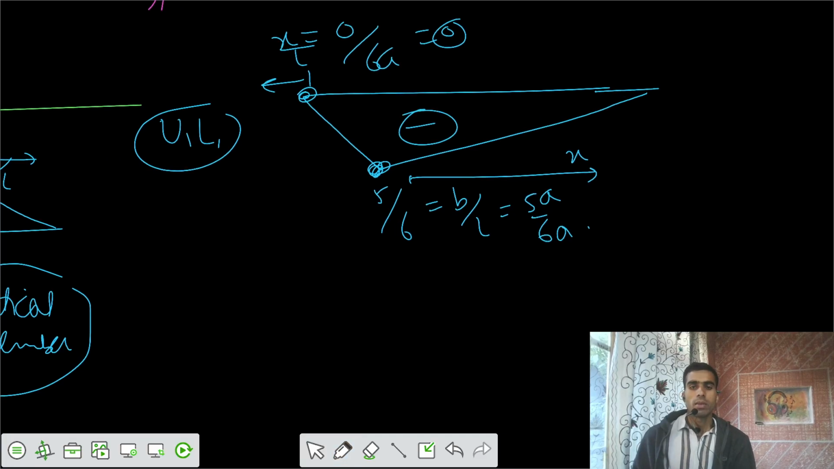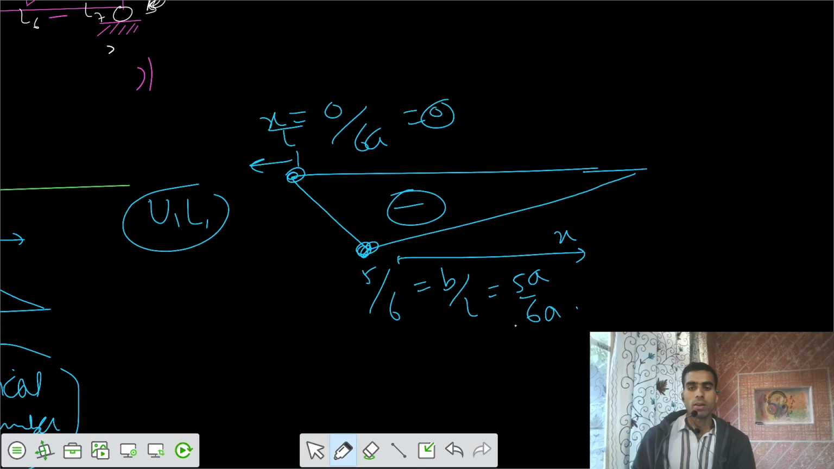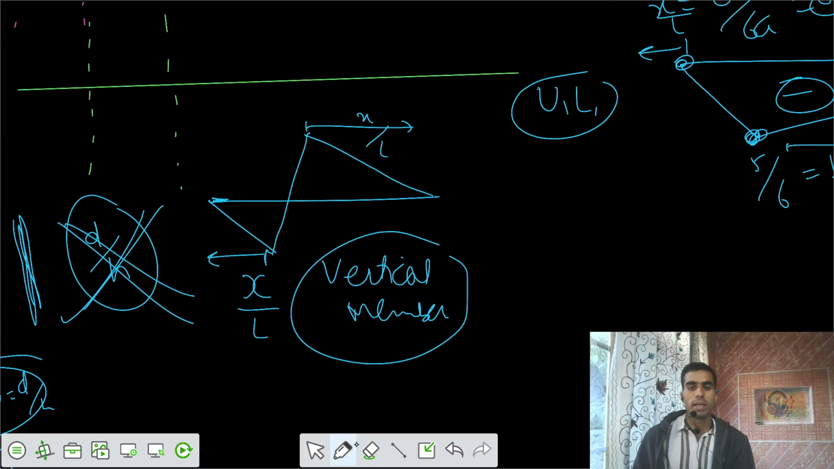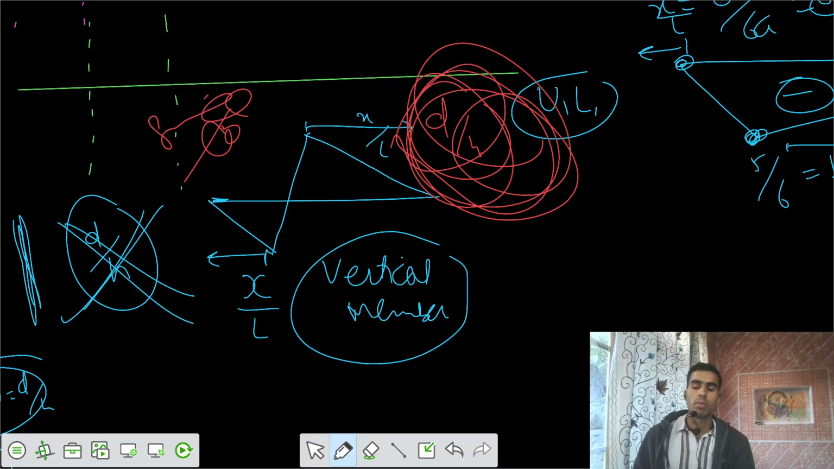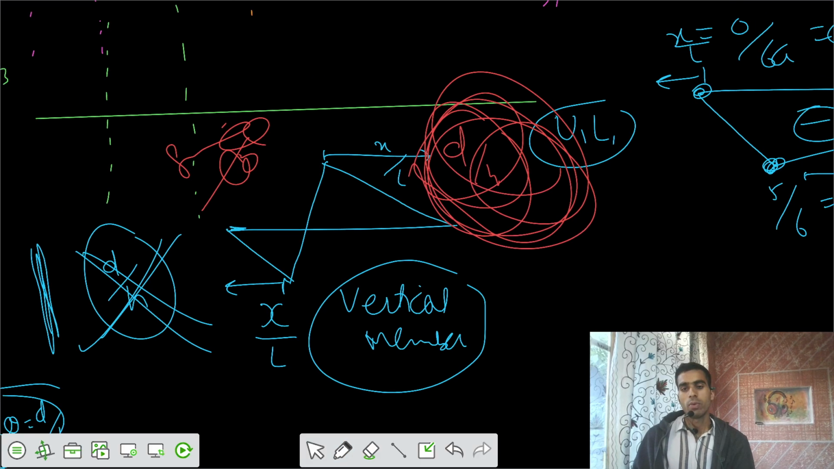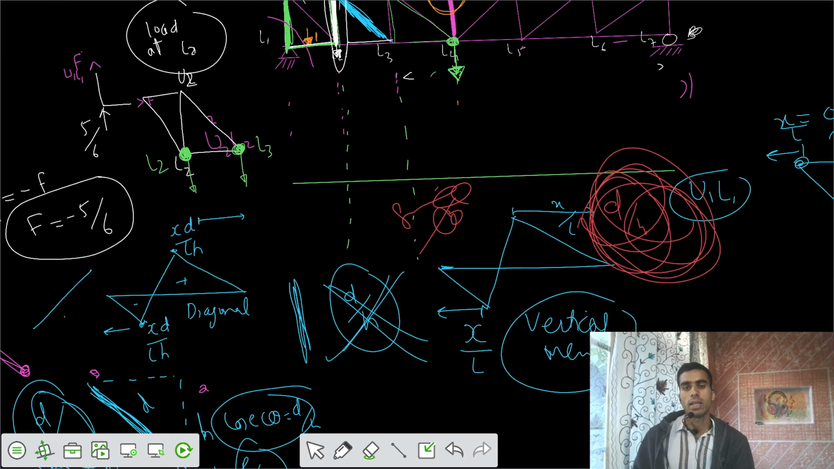But that means we don't have to multiply that factor of d by h here. D by h is not there. Similarly, in this case, there is no d by h. It's only for the diagonal members, because of that sine theta component, not for the vertical member. Okay. Hope you can get it. Hope you enjoyed it and you got it.